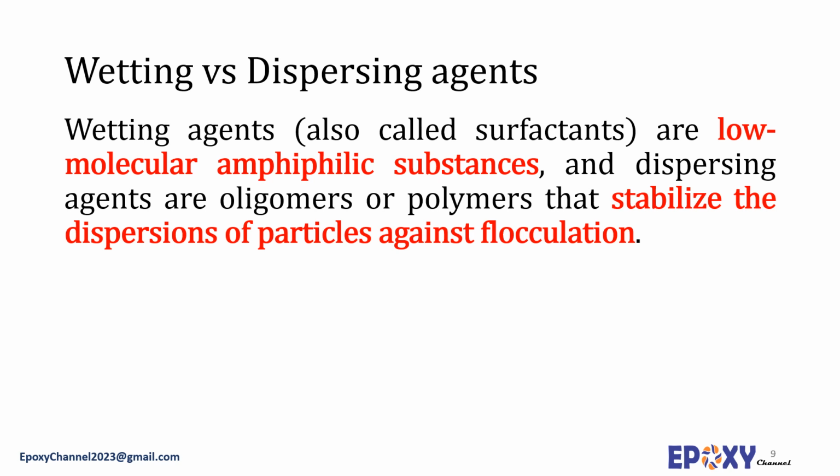Practically, often no definite distinction between wetting agents and dispersing agents is provided by the suppliers. However, this guide can be used to distinguish between these systems. Wetting agents, also called surfactants, are low molecular weight amphiphilic substances, and dispersing agents are oligomers or polymers that stabilize dispersions of particles against flocculation.